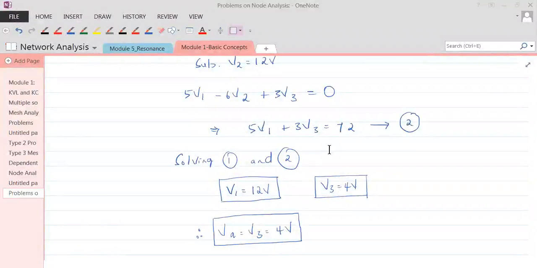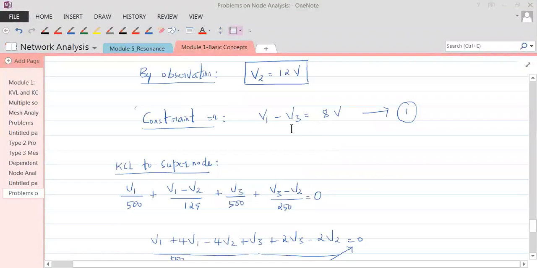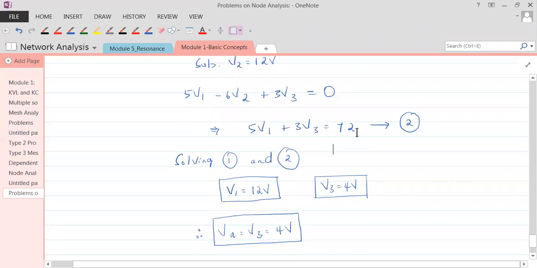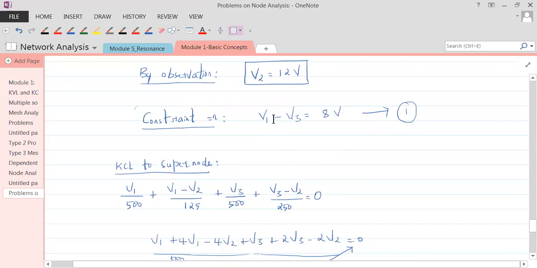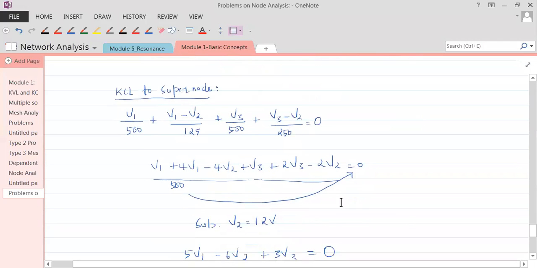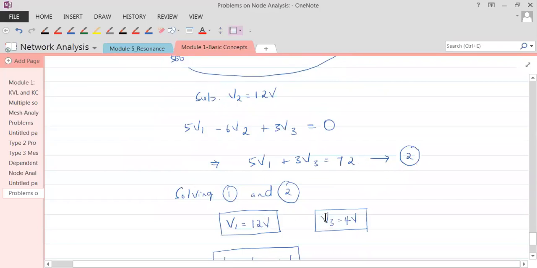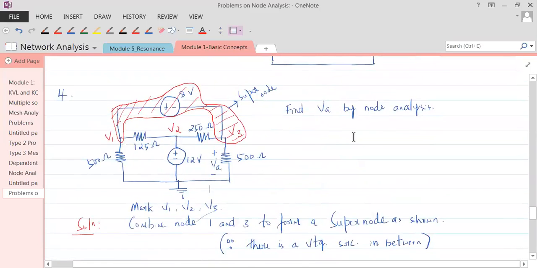Solving these equations, equation 1 that is the constraint equation, and the equation that we got by applying KCL to the supernode, equation number 2, the unknowns here are 2, that is V1 and V3. So you have two equations 1 and 2. Solving them, we got V1 to be 12 volts and V3 to be 4 volts. Now in node analysis they have asked us to find the node voltage VA. And VA is equal to V3.